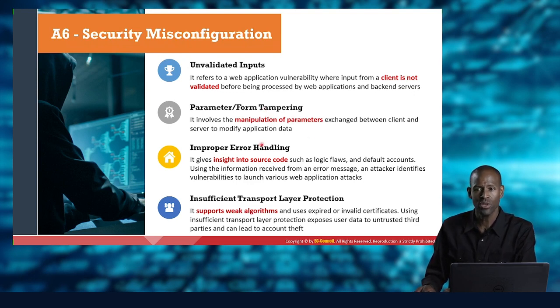Improper error handling is when there's TMI, too much information, that's being released in the error message, allowing the attacker to identify even more vulnerabilities and launch more attacks. And there could be weak algorithms that are used at the transport layer that allow the attacker to get extra information to use in other attacks, or actually attack the transport layer of security.